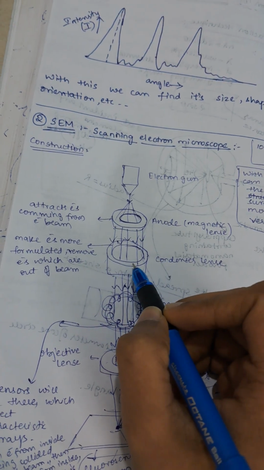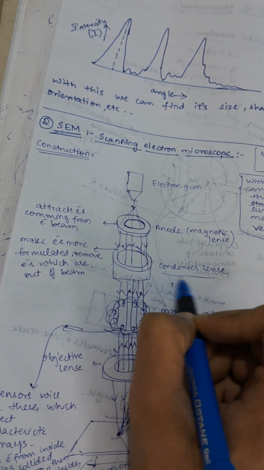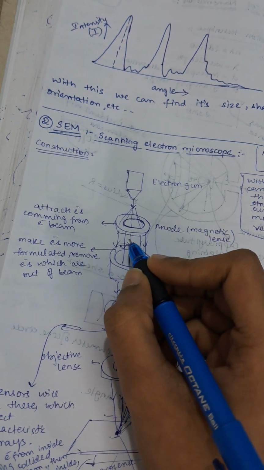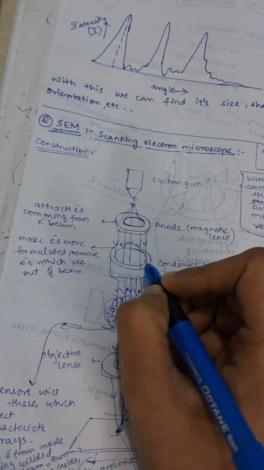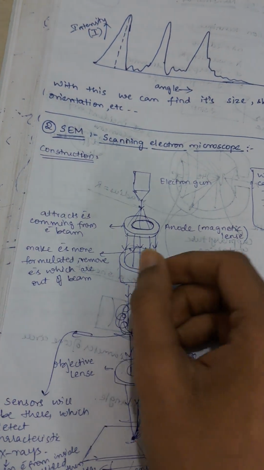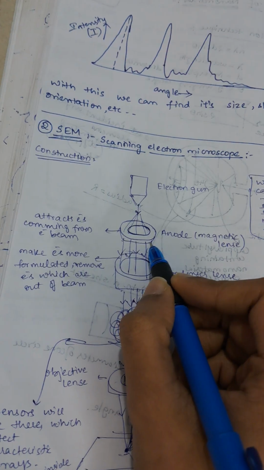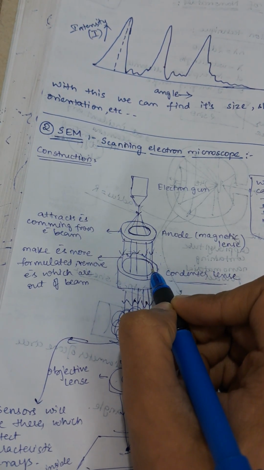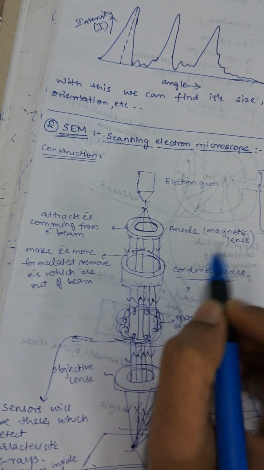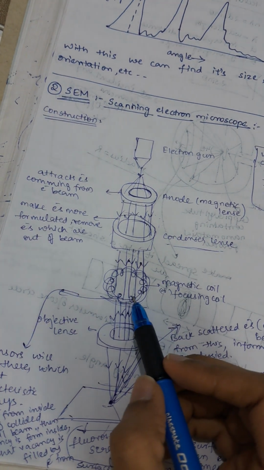Second, we need a magnifying lens, which is also known as the condenser lens. It will focus and narrow down the beam of electrons, meaning it gives a direction to the electrons. It removes any stray electrons so that electrons flow only in that particular narrow direction.